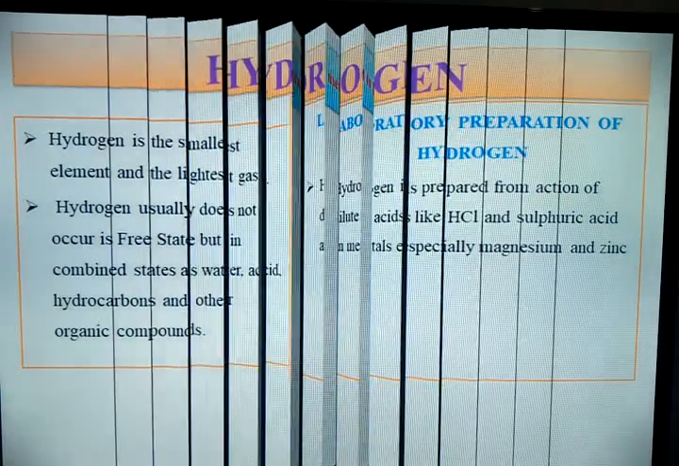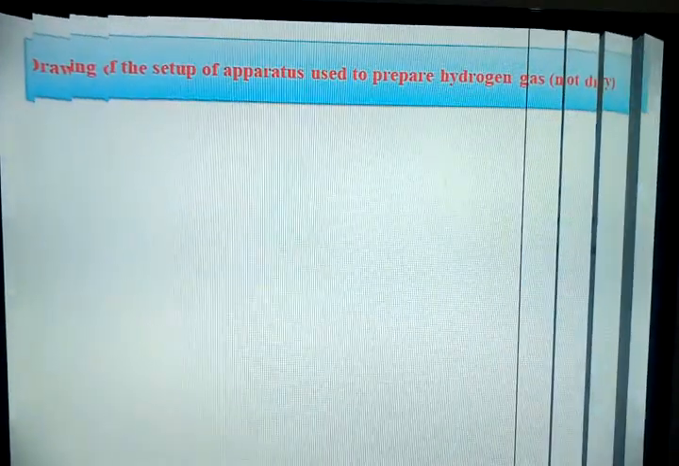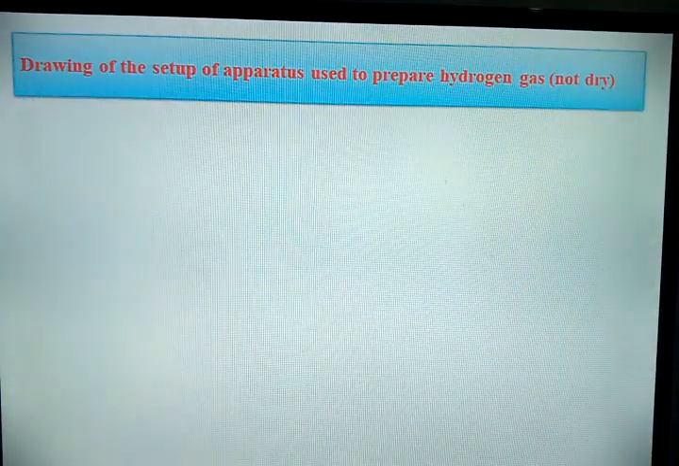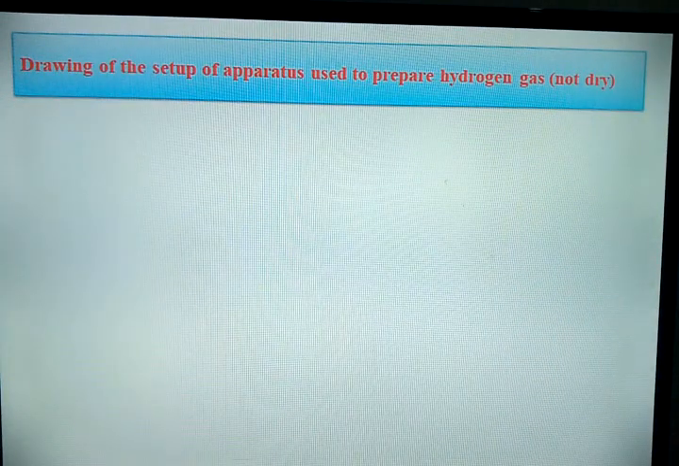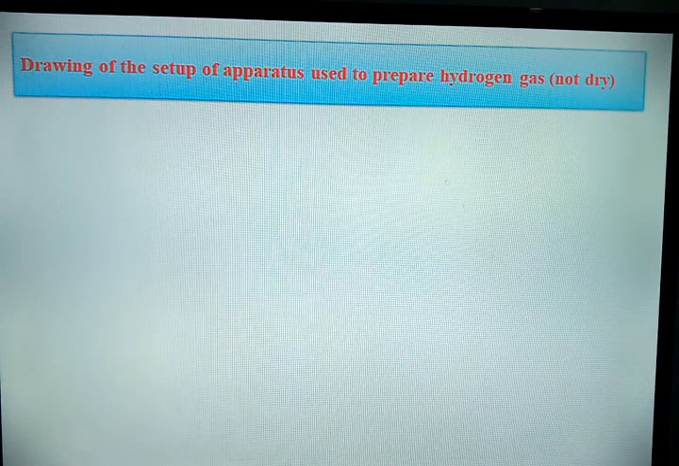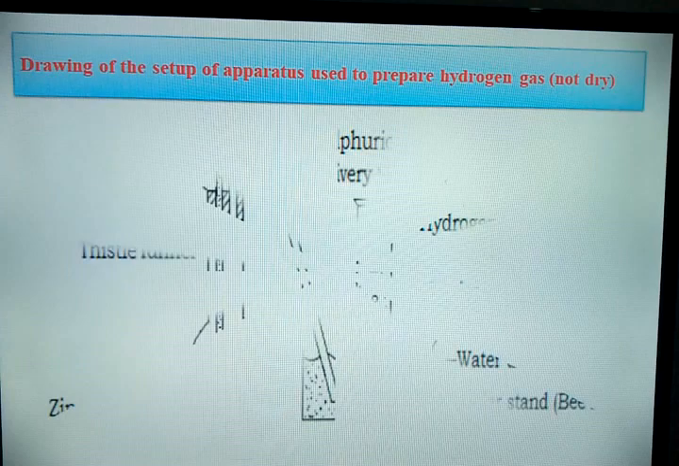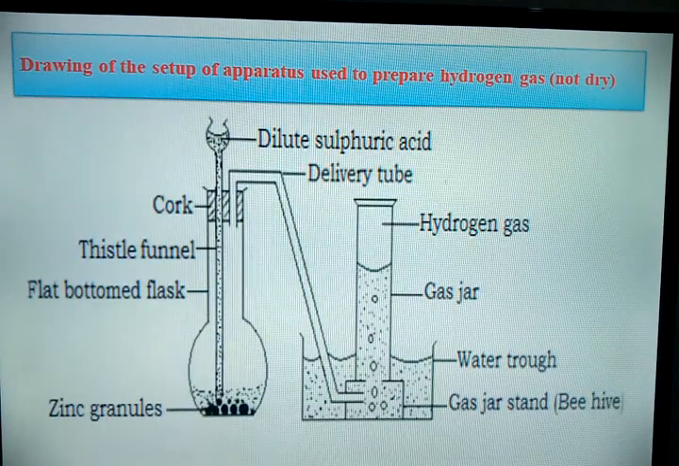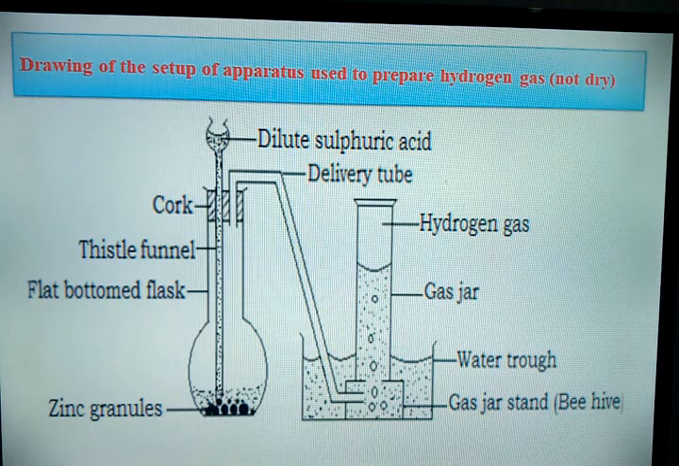Those are the two metals we tend to use to prepare a sample of hydrogen. This sample of hydrogen, like I've told you, we can be requested to prepare just hydrogen gas, just that. So the setup we are seeing here in the drawing is a setup that prepares hydrogen gas. But if they put a condition of preparation of dry hydrogen, then the setup will change.